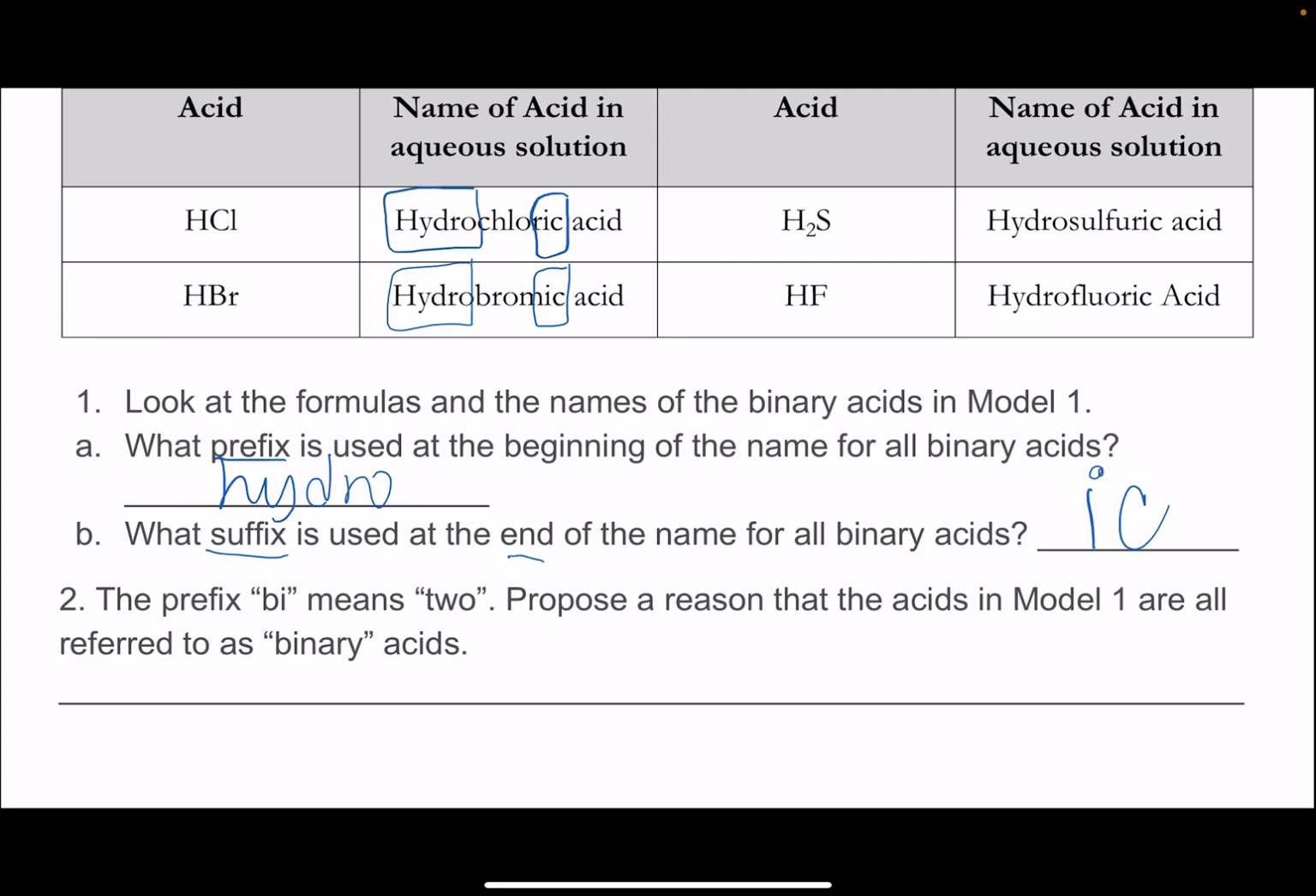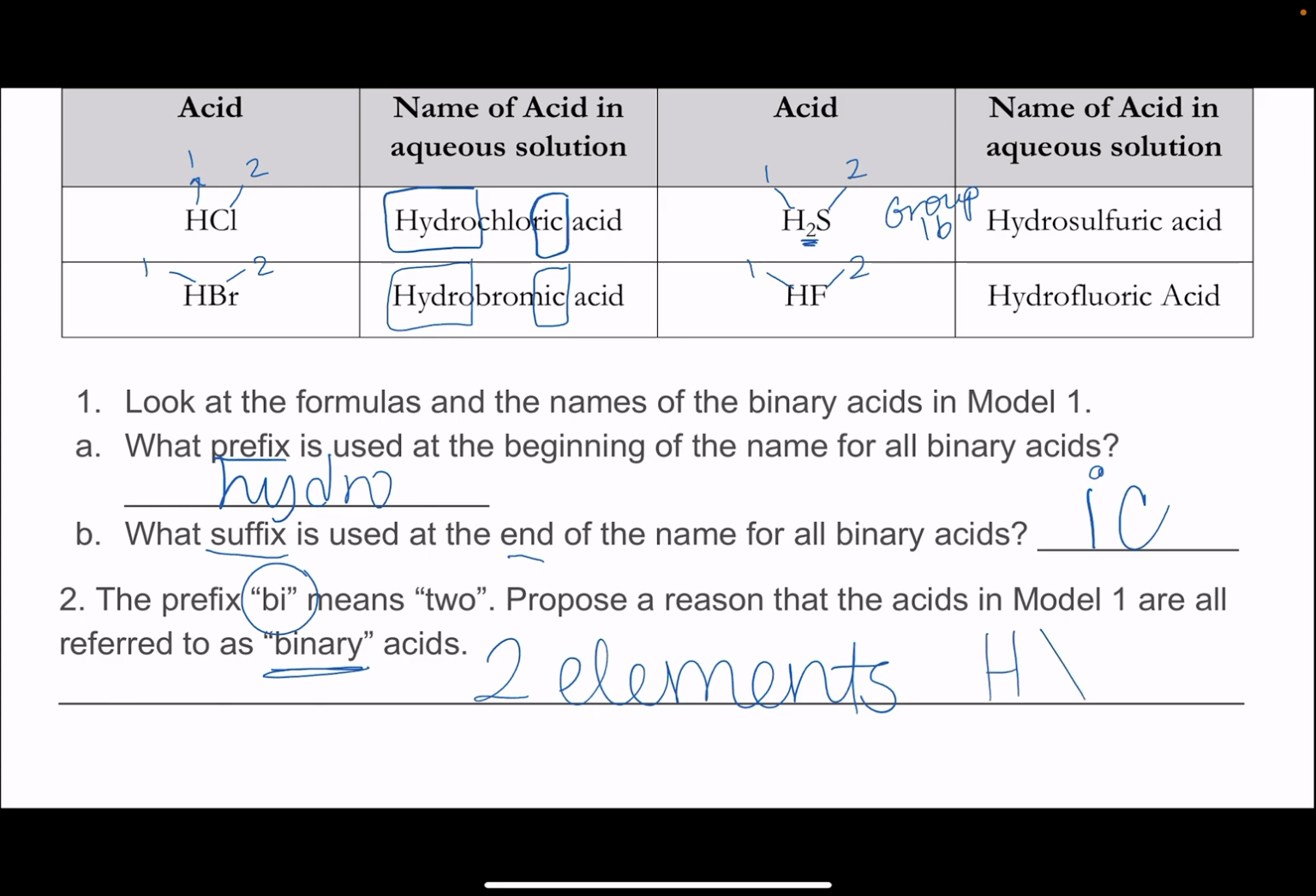So if we take a look, we would see our first element is hydrogen and our second is Br. Our first is hydrogen, our second is S, H is first, fluorine is second. Now there's only a 2 here because this one's diprotic, letting us know that sulfur is in group 16 on the right side of the periodic table. So how many wheels does a bicycle have? It has 2. So propose a reason why these are all named binary is because they have 2 elements. The first one has to be H, and then we'll have some other nonmetal at the other side of it.